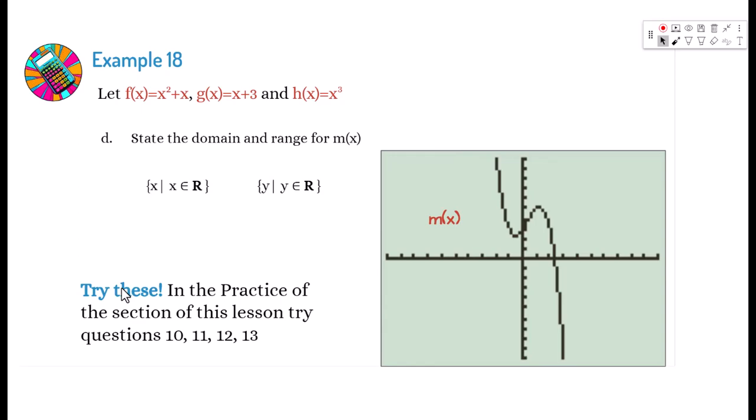Well, that's the end of sums and differences. I realize it's a bit of a beast, a hard one to get going on. But the next one will be a little bit quicker.